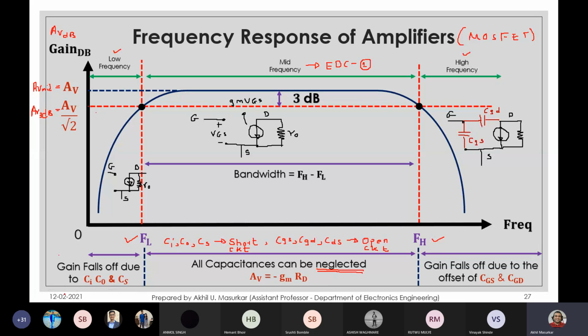So I'll just write here itself that Ci, C0 and Cs are external capacitances, and CGS, CGD are internal capacitances.